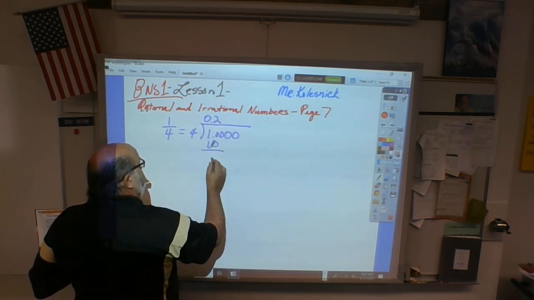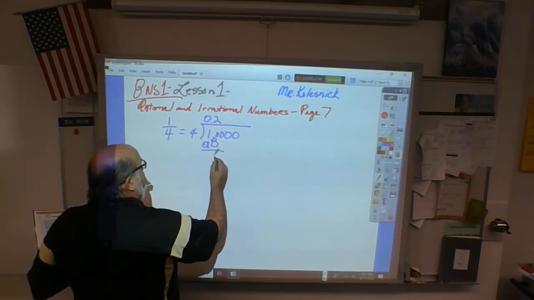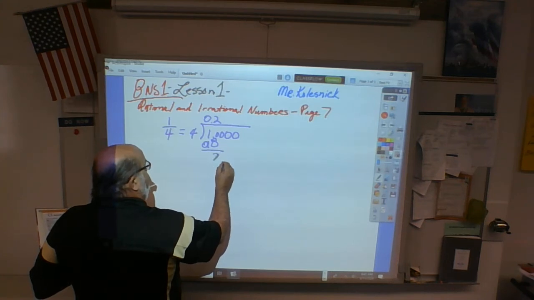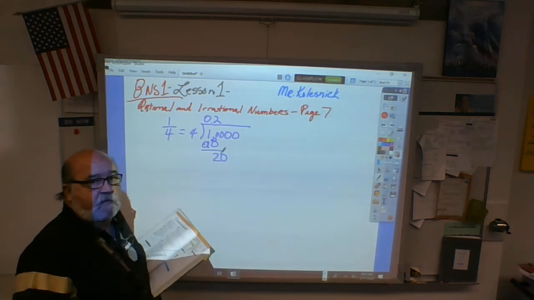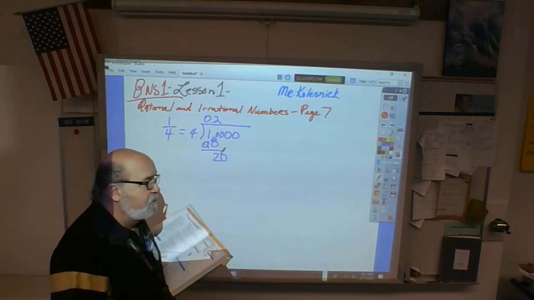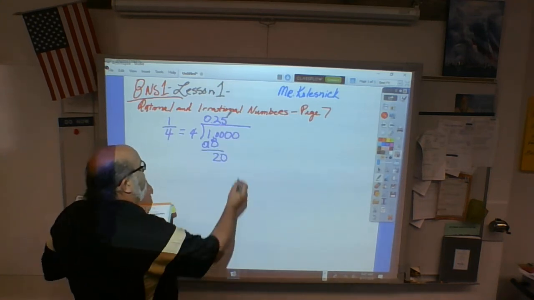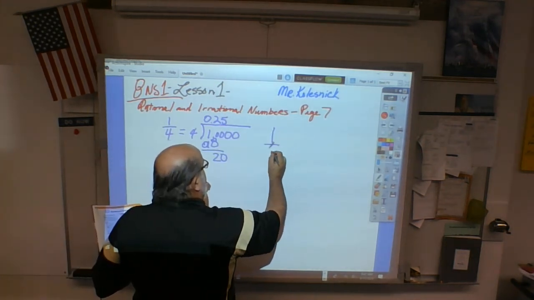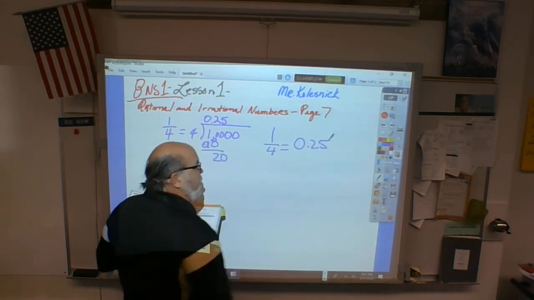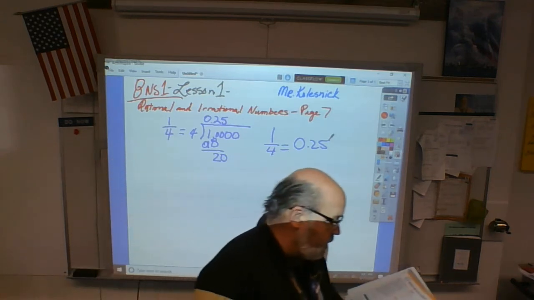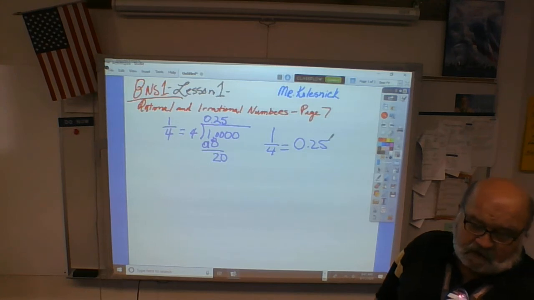Do this the long-fashioned way. This is an 8. This is a 0. We now have 2 at the bottom. Now we're going to go down here and we're going to say 20, right? How many times does 4 go into 20? 5 times. And we're done. So, 1/4 equals 25 100ths.